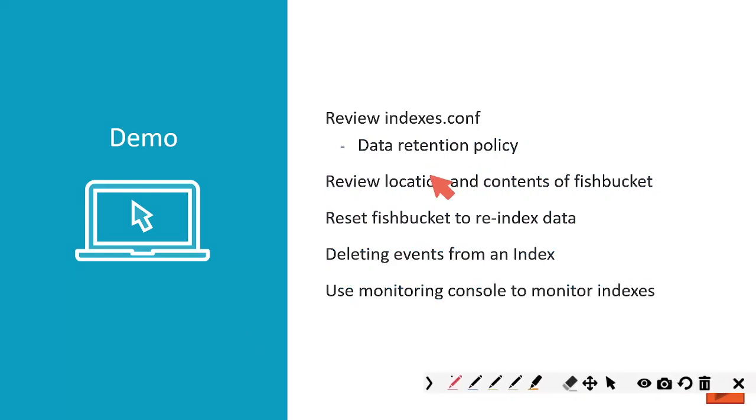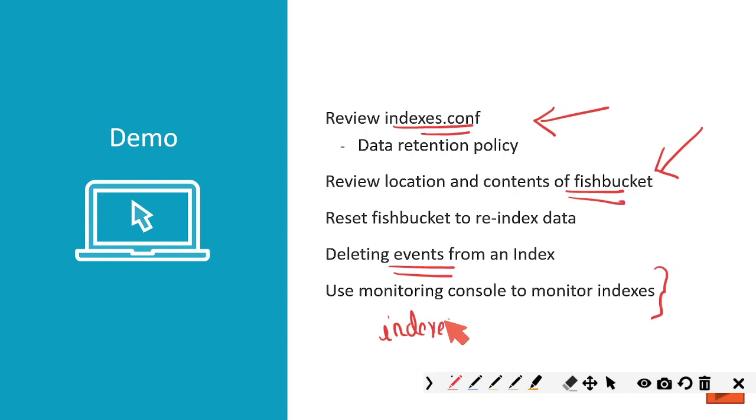What I'm going to demonstrate in the next section is a live demonstration of how we can configure a data retention policy. We will review the indexes.conf file. We will also review the location and contents of the fishbucket index, and we will be deleting events as well. I will also give you an example or use case of the monitoring console from the indexer standpoint: how we can monitor indexers using the monitoring console. So stay tuned with me for the next section.